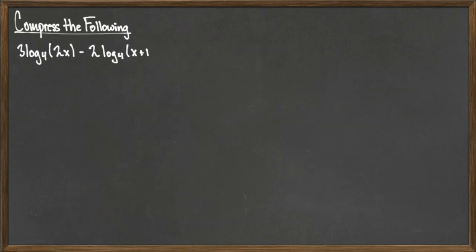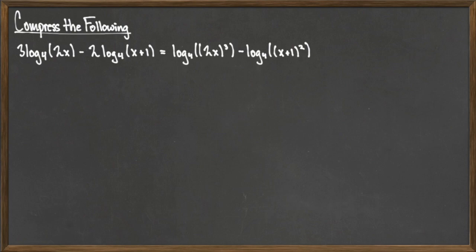Alright, so this next set of problems basically goes in reverse order. We are now going to compress the entire expression into a single logarithm. So this is basically the backwards version of what we just did. Start with 3 times log base 4 of 2x minus 2 times log base 4 of x plus 1. The first thing I'm going to do is use the power rule, but in reverse. I'm going to bring those coefficients 2 and 3 inside their logarithms.